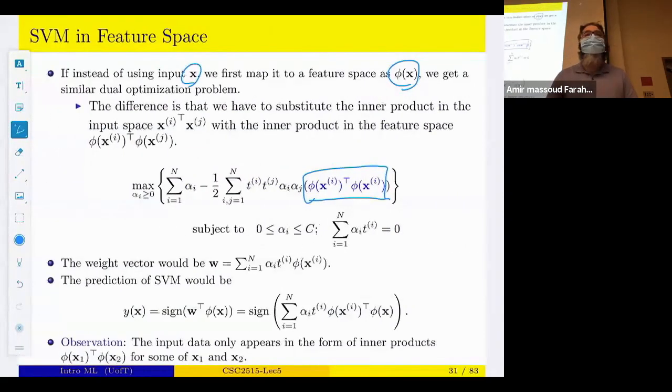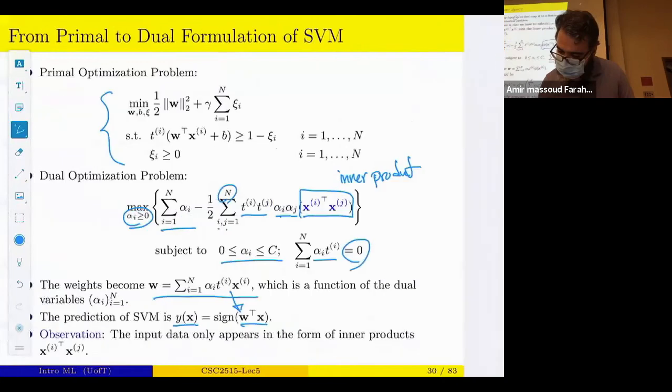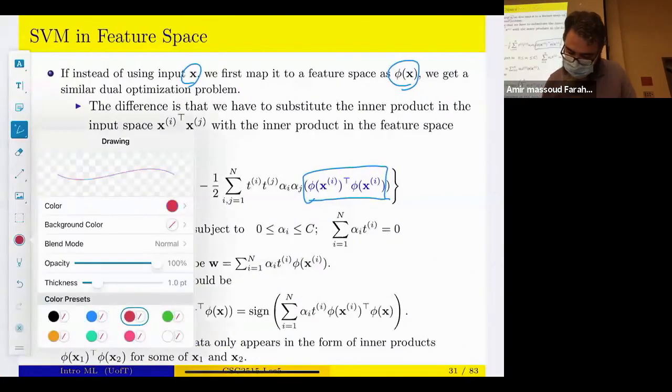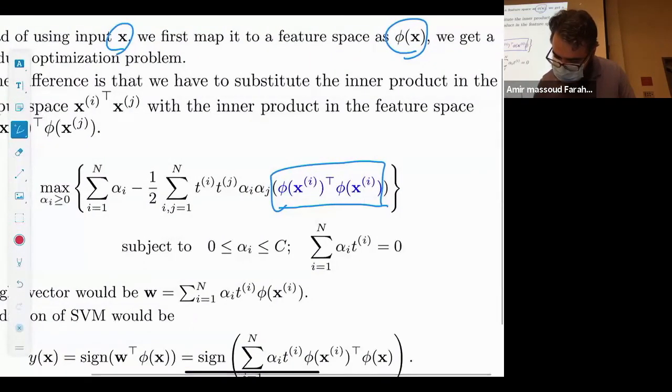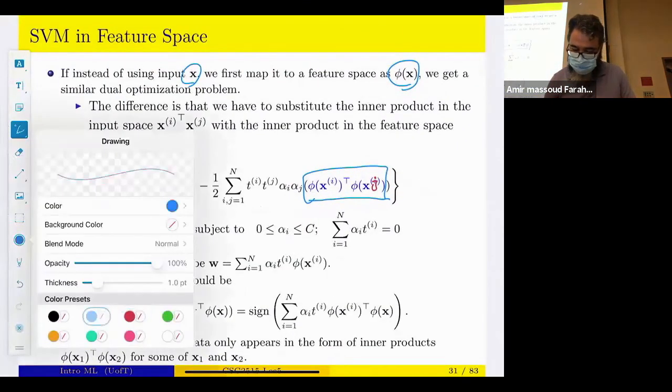So, yes. I think the second one should be phi of x_j. It should be phi of x_j. Yes, I guess it's not i, it should be j. Yeah. Thank you.